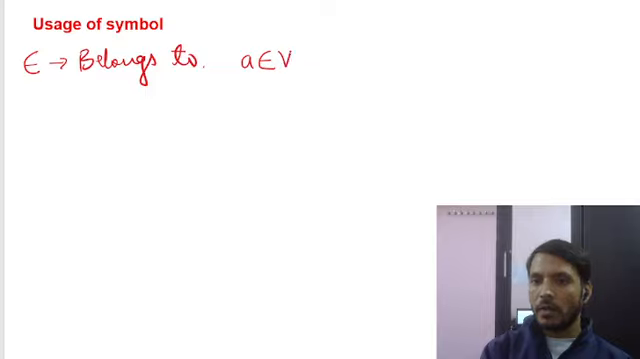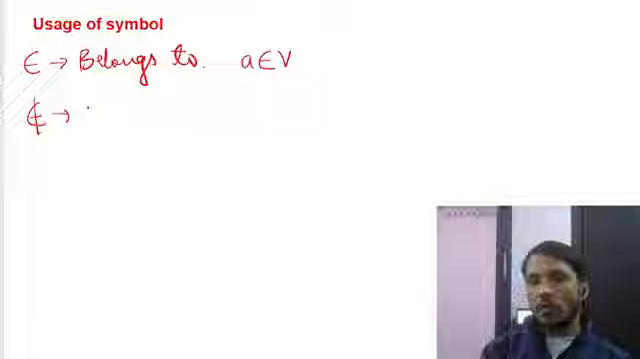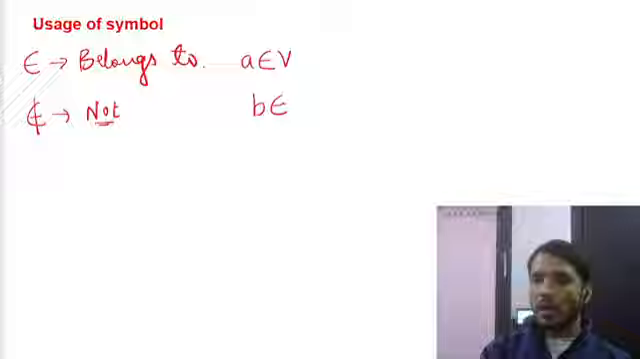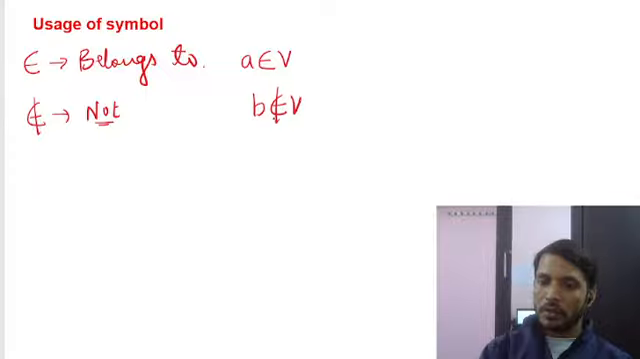This belongs to vowels. And if you want to write does not belong to, here we use the negation symbol. Whenever we want to write not, it is not a part of that. So we write like B. B, is it a vowel? No. So how can we write it? We use this symbol, right?